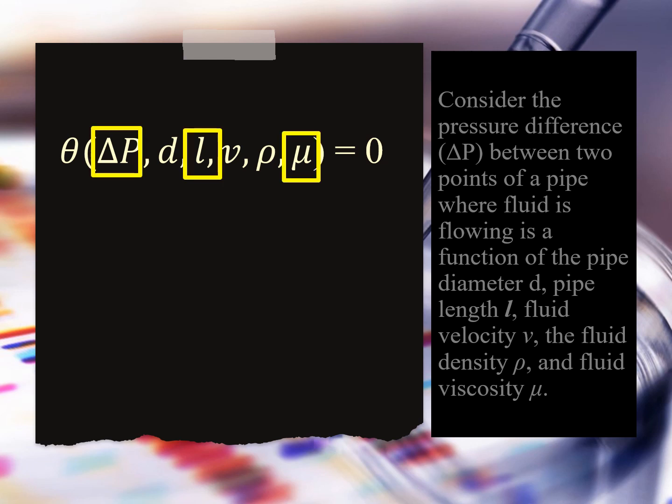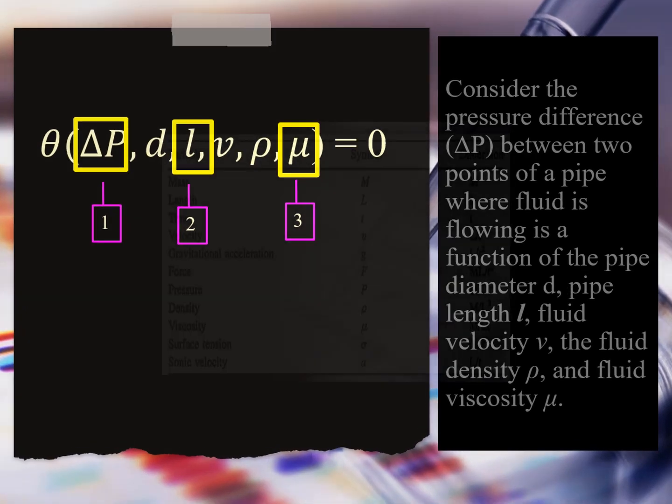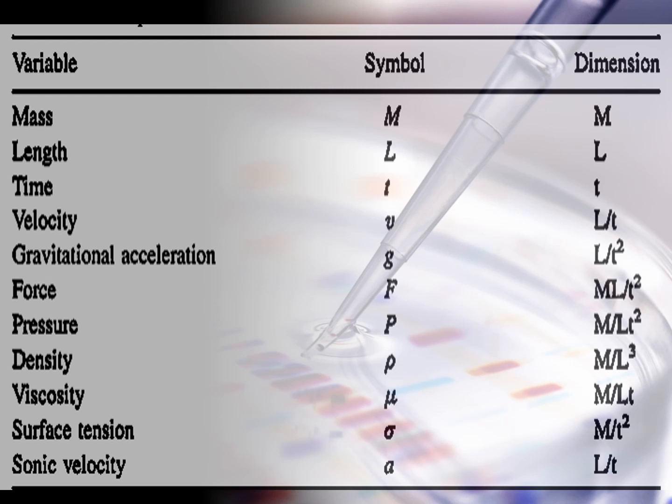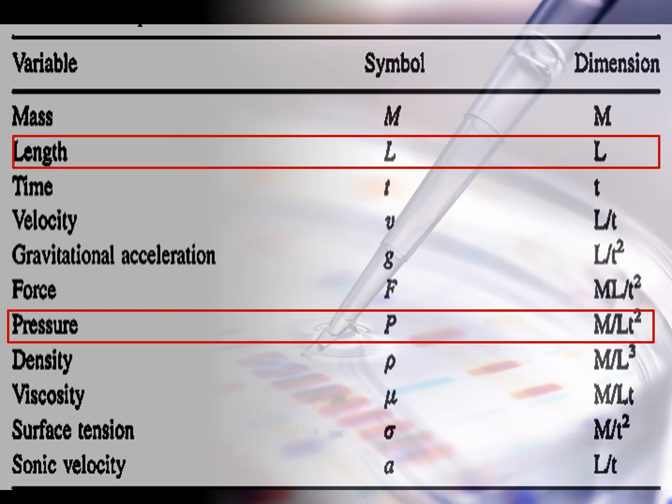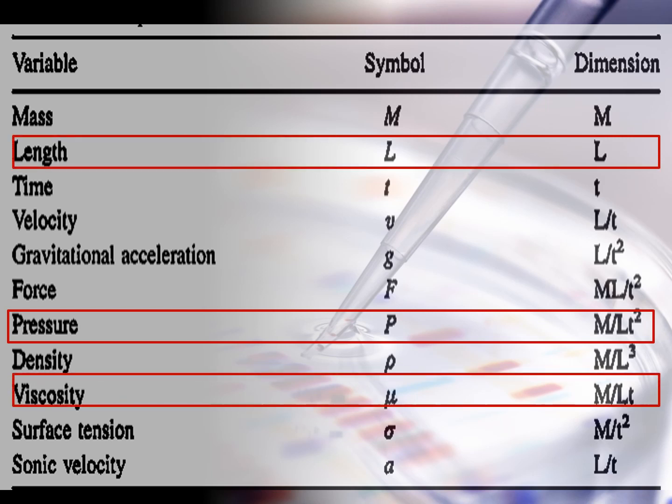Change of P, L, and mu therefore form the dimensionless groups. Correspondingly, change of P will be for group 1, L will be for group 2, and mu will be for group 3. Well, also from the table, the pressure is M over L T squared, length equals L, and viscosity equals M over L T. We'll then substitute these dimensions in the equation.